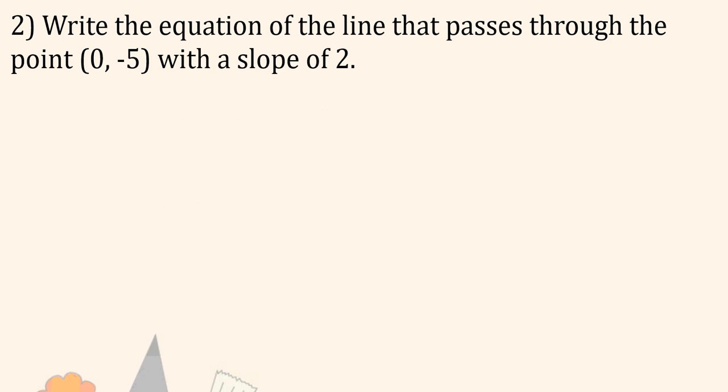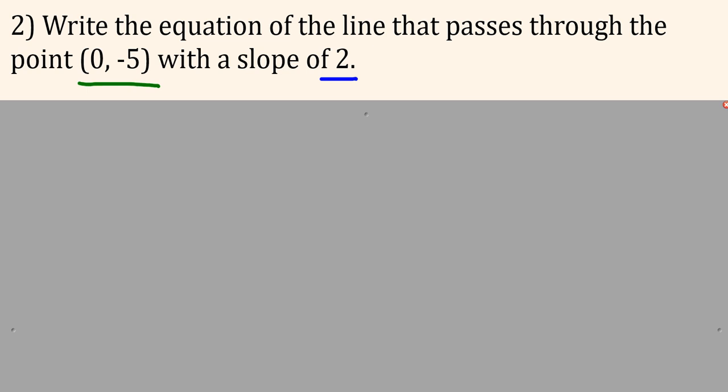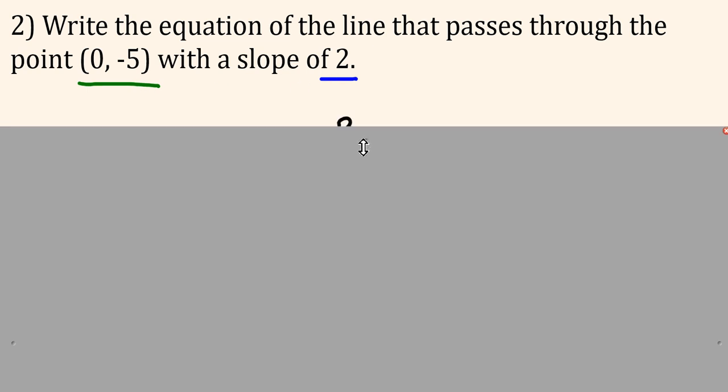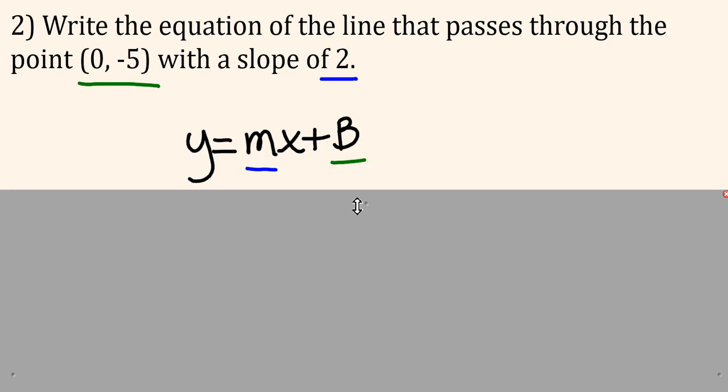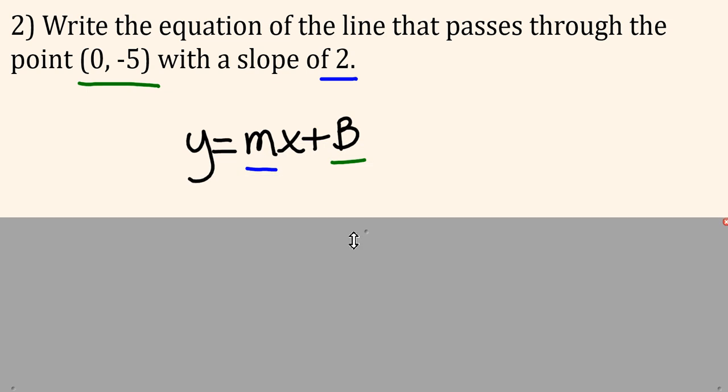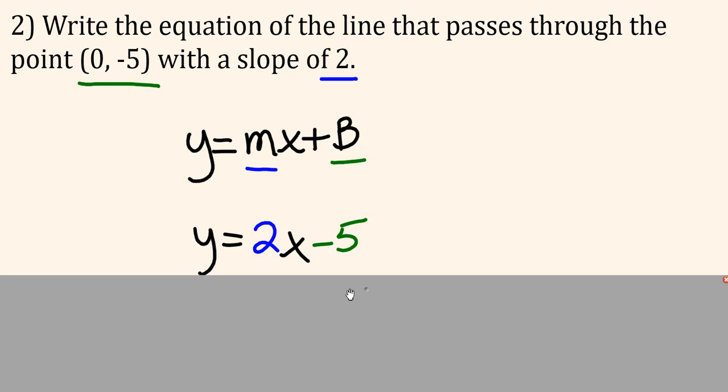All right, here's another scenario. Write the equation of a line that passes through the point 0, negative 5 with a slope of 2. So what do we know? We know a point on our line, and we have the slope. We could put this into point slope form again, except this point that we're given is very unique. It has an input of 0. That means it's a y-intercept. So if we have a y-intercept and we have a slope, our best bet would be putting it into slope-intercept form. So if we substitute in what we know, here's our equation, y equals 2x minus 5.